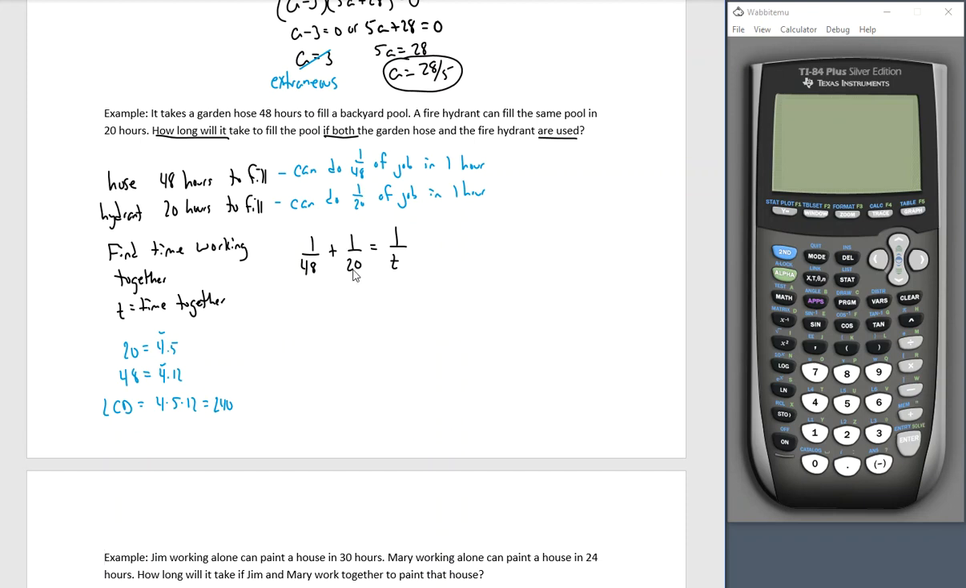Now you could always just multiply 48 times 20 and get a common denominator. But it's much easier to use the least common denominator as we're doing these problems. So let's multiply everything by 240t, because there's a t in the denominator here, so we can't forget about it.